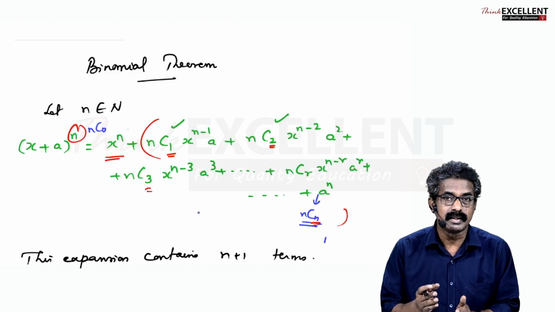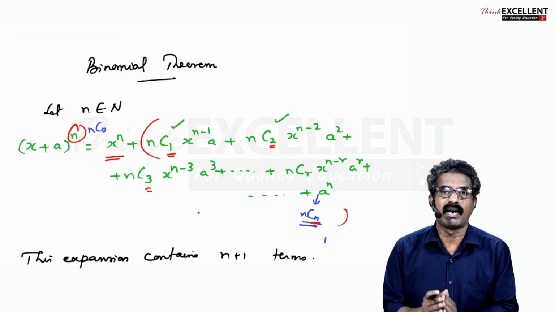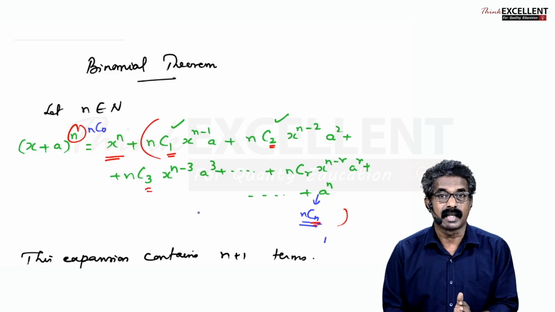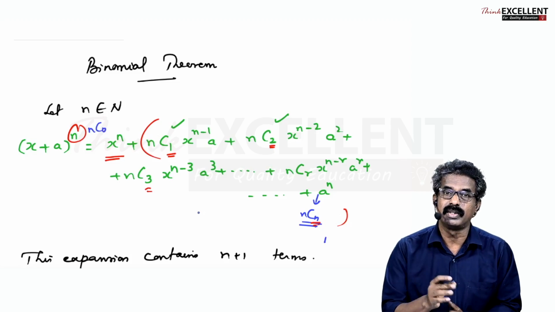Same way, if you want to say the general term, what's the general form? nCr x raised to n minus r, a raised to r. Then it should be in the format. First term you take it as x. Second term you take it as a. And the power you take it as n.